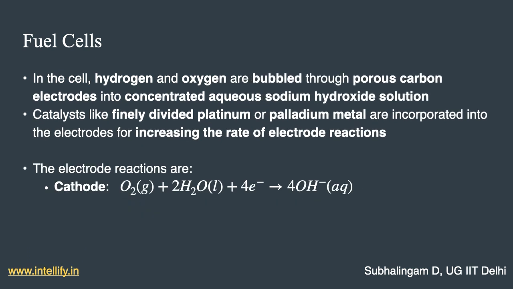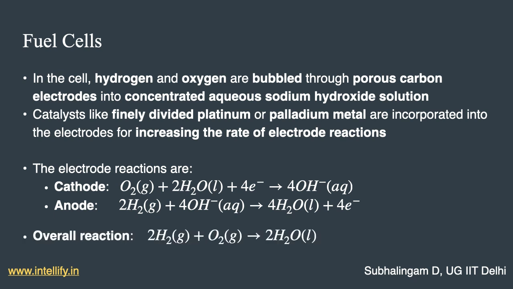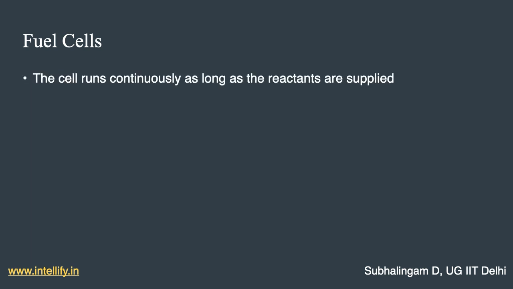The electrode reactions are, at cathode, O2 plus 2H2O plus 4 electrons giving 4OH-, and at anode we have 2H2 plus 4OH- giving 4H2O plus 4 electrons. This looks pretty big, but the overall reaction is the famous reaction which you have seen in the lower classes. It's very simple, it's just 2H2 plus O2 giving 2H2O, a simple formation of water from H2 and O2. The cell runs continuously as long as the reactants are supplied.